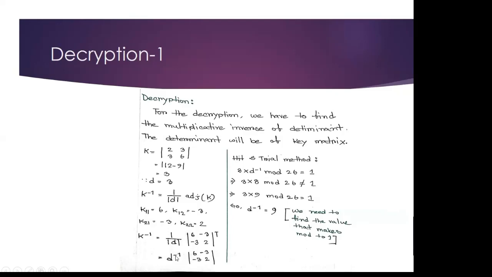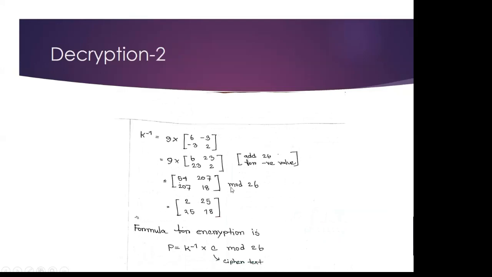To find out the D inverse value, we can use the shortcut method, which is the hit and trial method. In this, we have a formula that is D into D inverse. D's value is 3, and we have to do this mod 26, and the value will be 1. So we need to find the value that makes the mod equal to 1. If we multiply 8 with 3, its mod 26 value is not equal to 1. But if we multiply it with 9, the mod value is equal to 1. So the D inverse value is 9.